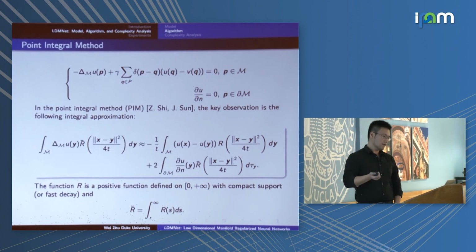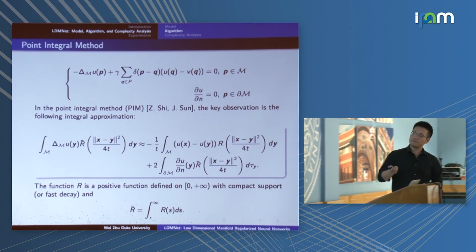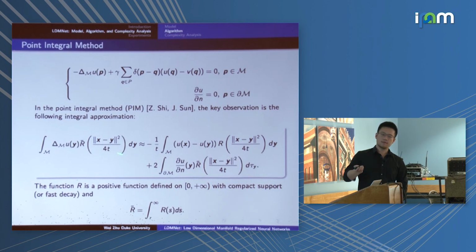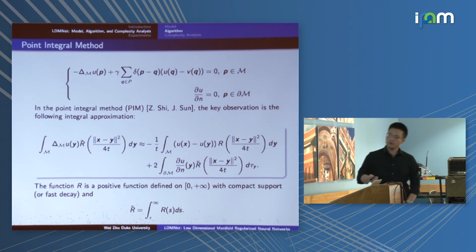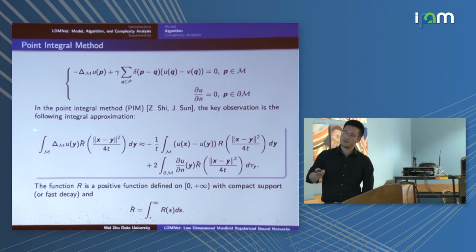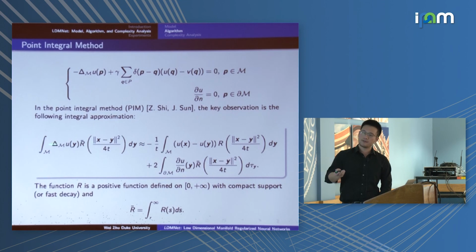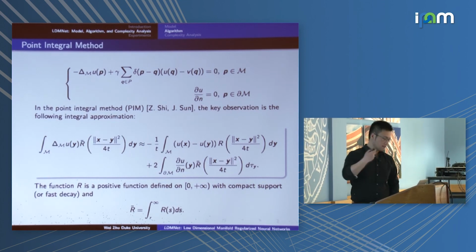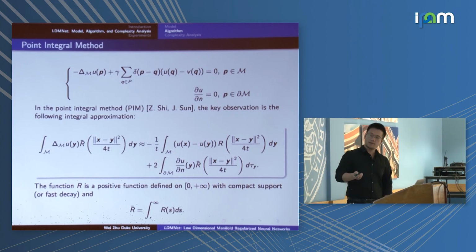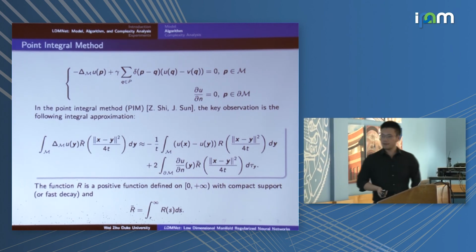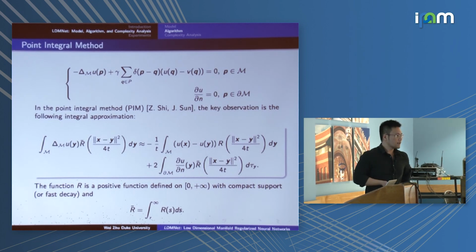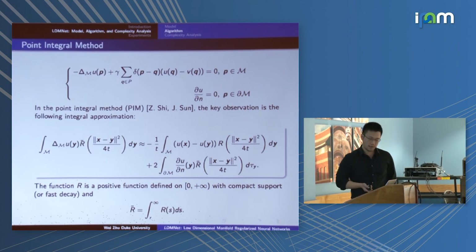The key observation in the point integral method is that after convolving some kernel, say a heat kernel, with the manifold Laplacian, this term is approximately equal to a graph Laplacian plus an integral on the boundary. What this means is that you don't need to explicitly discretize the manifold Laplacian anymore. You also don't need to discretize the manifold gradient. You only need the point value of this function on this manifold. And this R can be any function that decays exponentially or has compact support.